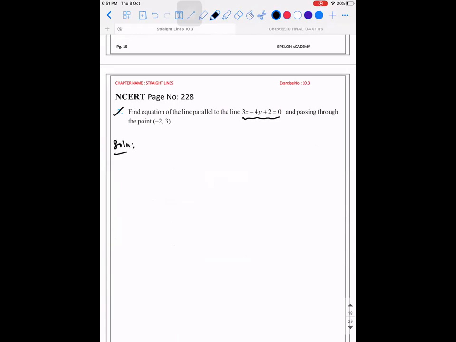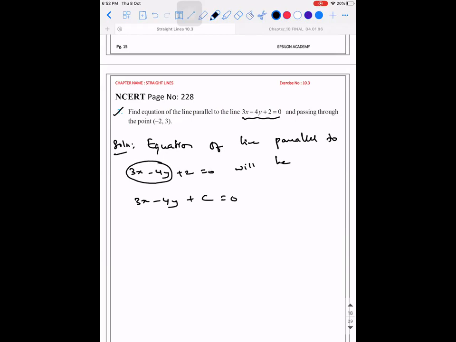So it's very simple. Equation of line parallel to 3x minus 4y plus 2 is equal to 0 will be 3x minus 4y plus some constant is equal to 0. So whenever you're writing a parallel line, the first two variables will be the same. Okay. So let this be equation number 1.